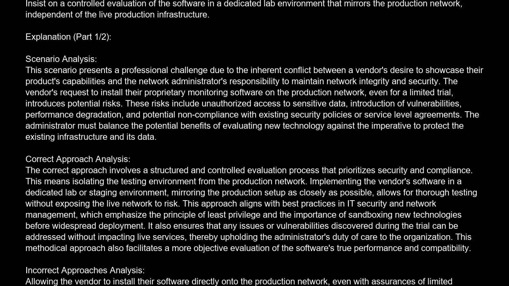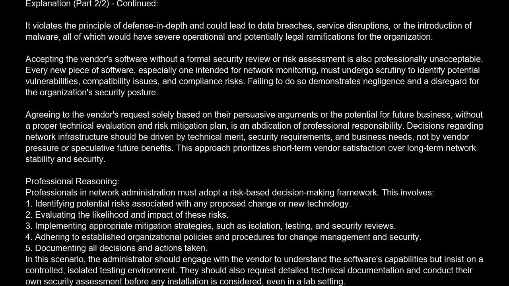Incorrect approaches analysis. Allowing the vendor to install their software directly onto the production network, even with assurances of limited access, represents a significant security and ethical failure. This bypasses established change control procedures and introduces an unvetted element into a critical system, violates the principle of defense in depth, and could lead to data breaches, service disruptions, or the introduction of malware, all of which would have severe operational and potentially legal ramifications for the organization.